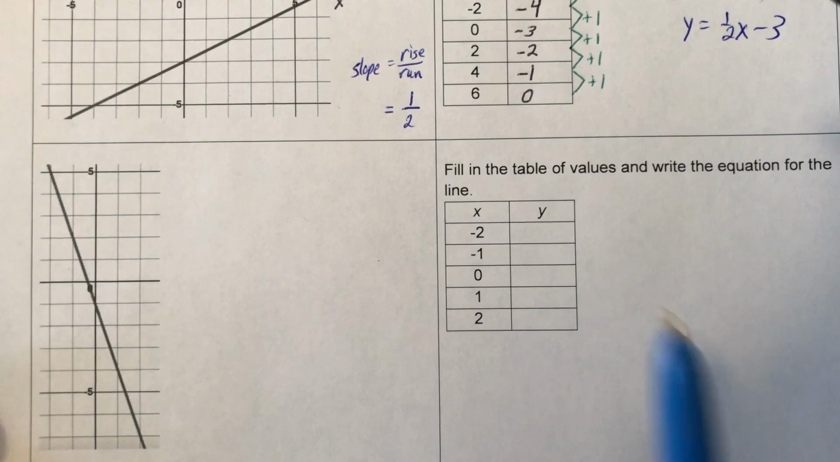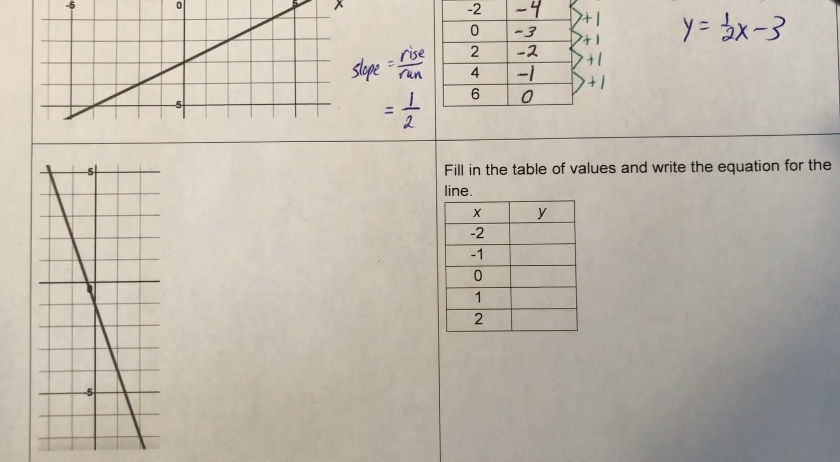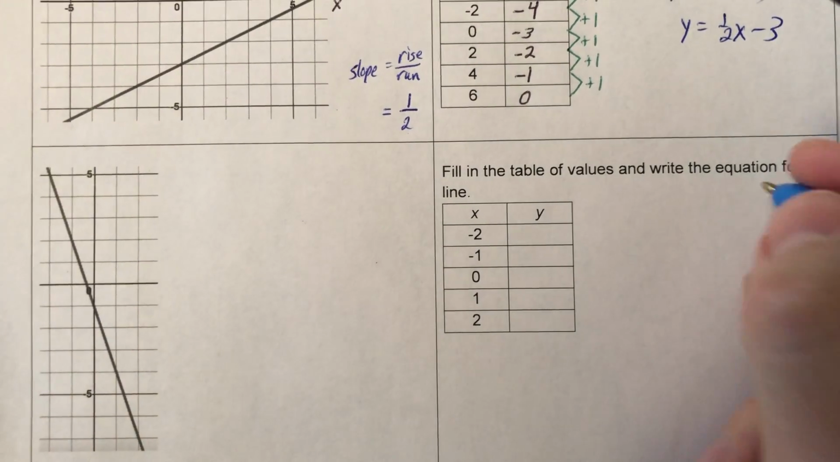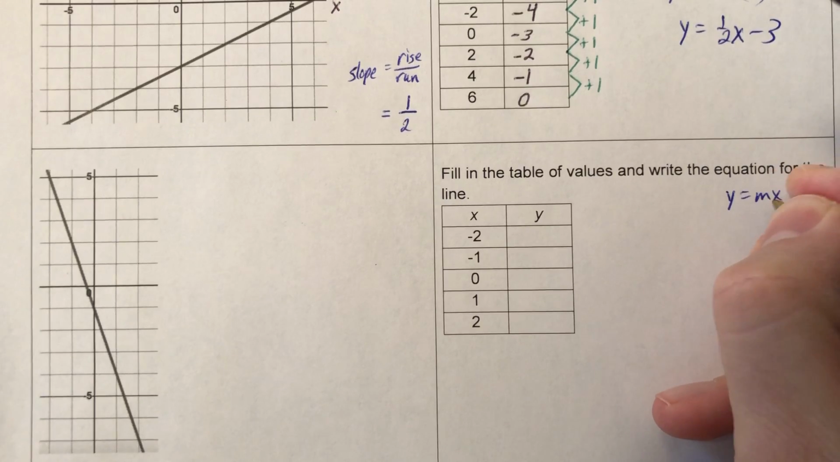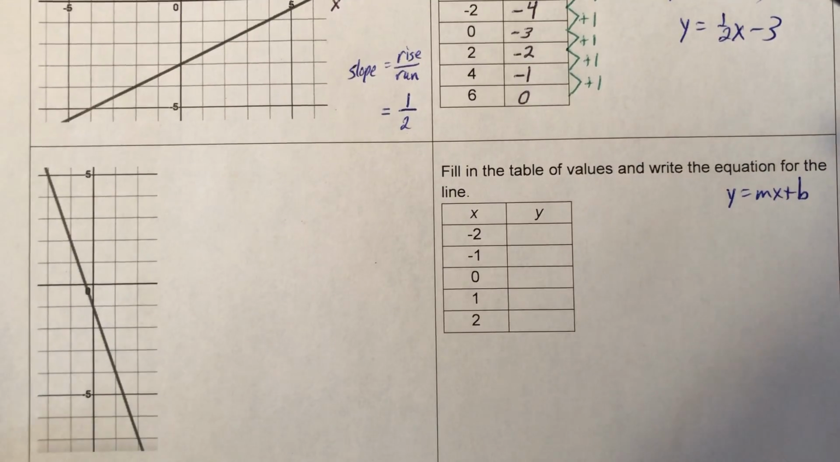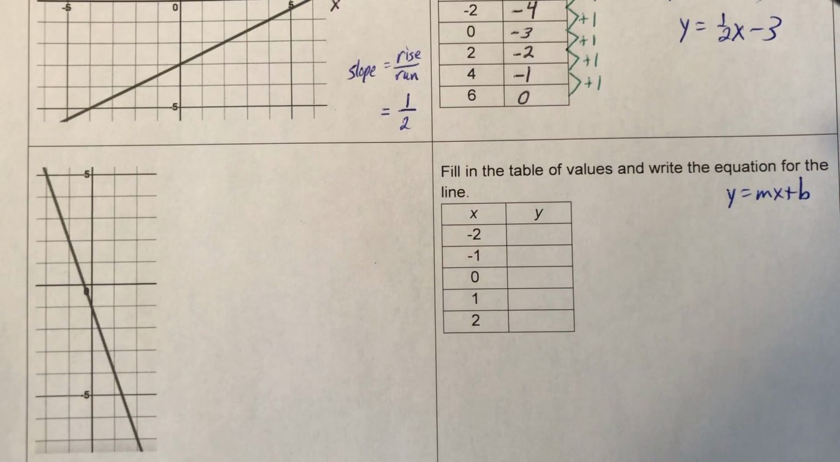And as we do, we will notice that it is also linear, and we're going to fill in the tables and write the equation for the line. And so we know that it's going to be y equals mx plus b, and we're looking for our m, we're looking for our b. And you may already know what the m and what the b are. And actually, let's just jump right to it.